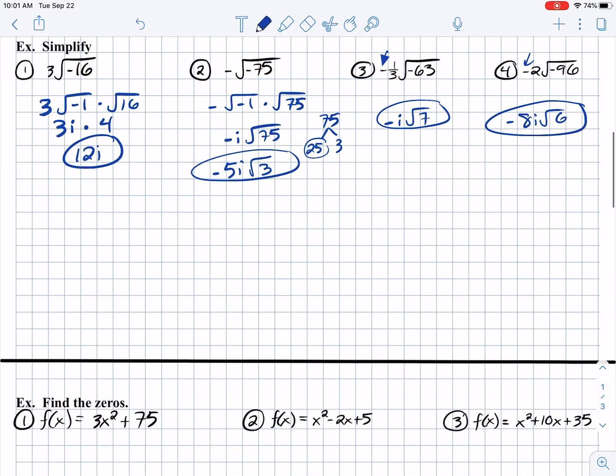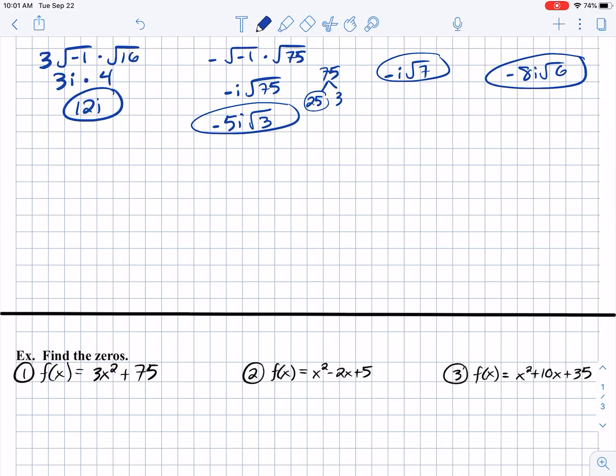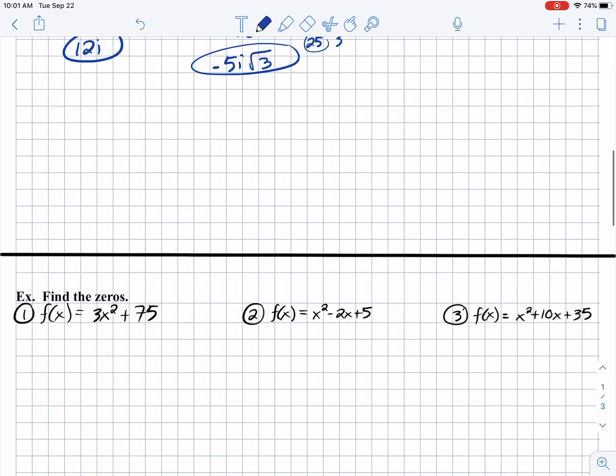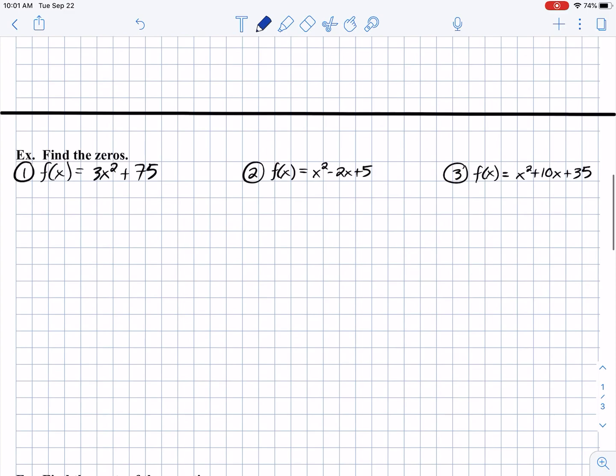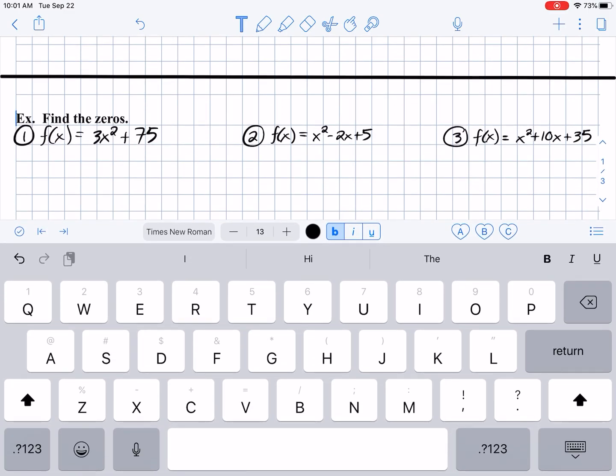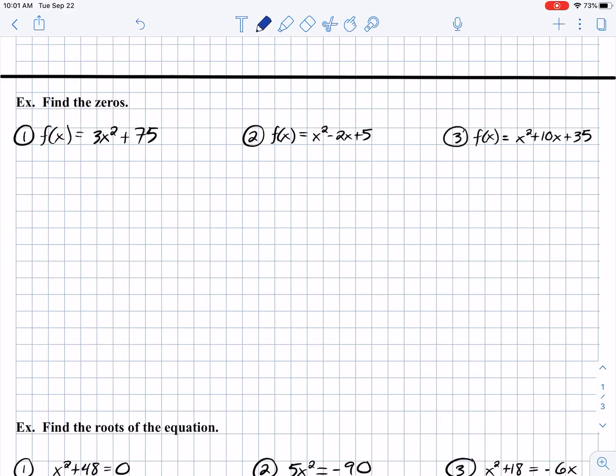Let's continue, and now let's find some zeros of functions. We can have complex numbers as zeros or as imaginary roots. So let's do that down here. Find the zeros for number 1. You would do the same thing. Set your function equal to 0. We can't factor, otherwise we would have real roots, so we subtract our 75 over and start isolating your variable. We get negative 25 equals x squared.